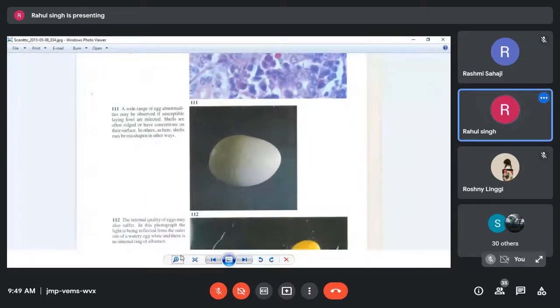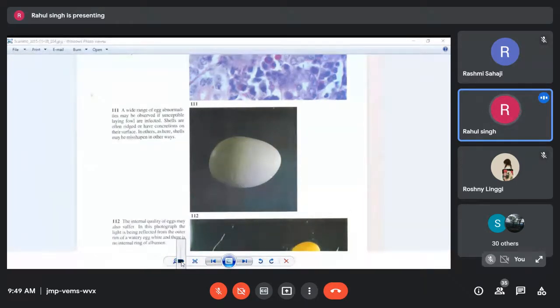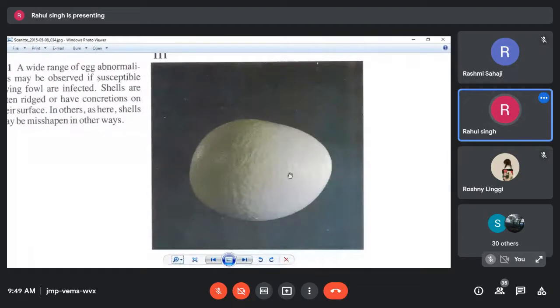This is a misshapen egg with rough shell, rough surface. You can see it is not symmetrical. It is having some depression here, and the surface is also ridged, a corrugated kind of surface, misshapen egg.